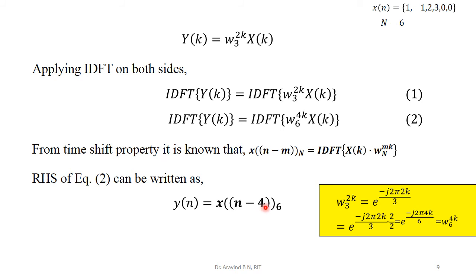From where did we get this 4? The value of m. Make a comparison. Omega n mk we are going to have, so omega 6 4. So 4 is nothing but the value of m. That's why in place of this m, we have the value 4. Now with respect to the length 6 we are going to have this.